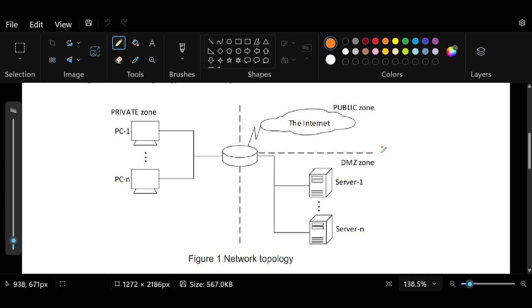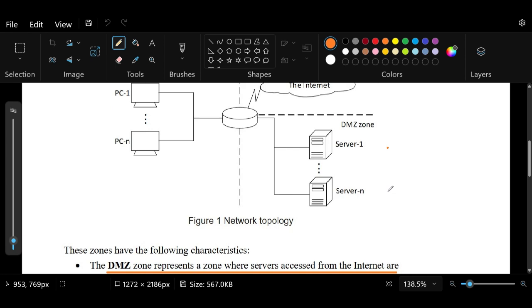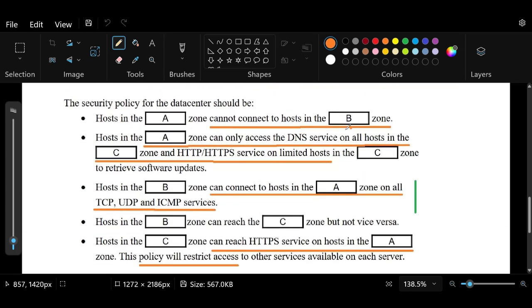And I think that when I was answering this, it gave me an idea what we're doing, but I think I focused more on the other parts of the description. In particular, this part, it says that the security policy for the data center should be hosts in the blank zone cannot connect to hosts in the B zone. Okay, I think we ought to look at the answer group, so at least we'll have an idea what's happening here.